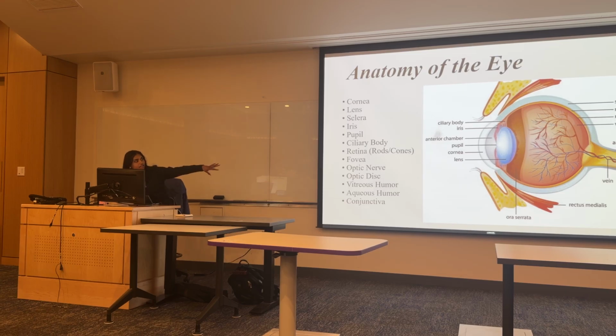And then lastly, near the back of the eye, you have the optic nerve, which transmits visual information from your retina to your brain's visual cortex. Then you have your optic disc, which is an area where the nerve cells actually leave the eye. So there's no photoreceptors here. That's what creates something you might have heard of called the blind spot in your eye.